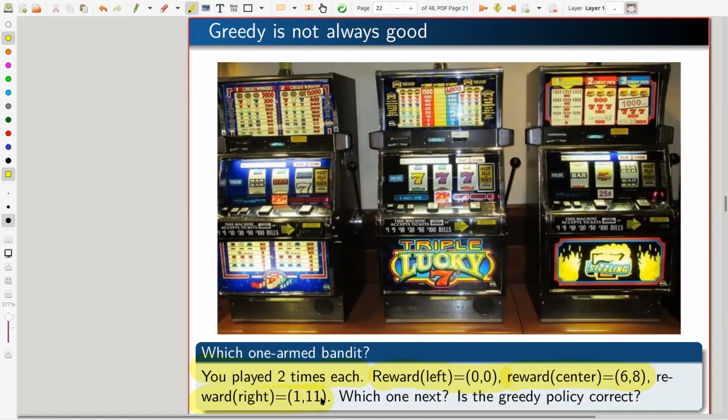And of course, you want to maximize your chance of winning. Try answering. Which arm would you choose next? Left, center, right.